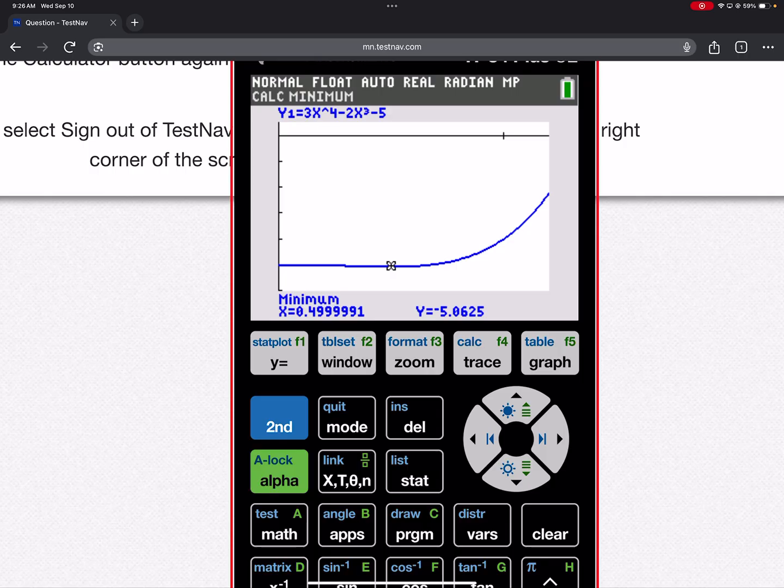What is it? 3x to the fourth minus 2x cubed minus 5 or plus 5? Minus 5. So second calc minimum. I'm going to choose like that and that. No, sign change. What do you mean? It's dumb. My calculator doesn't like this.